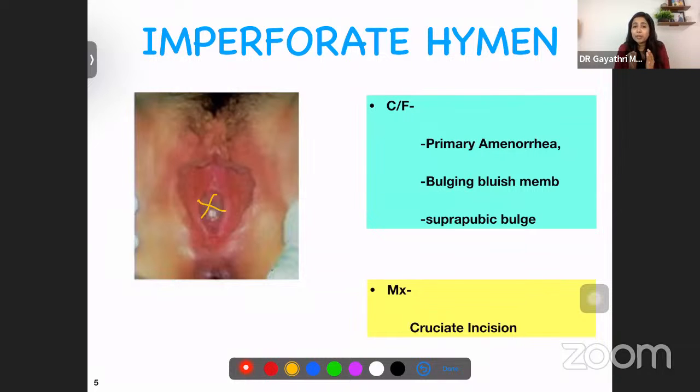So again, imperforate hymen is a very important topic. So this is basically an outflow tract obstruction where the blood is not flowing out, due to which the patient has primary amenorrhea. As the blood is collected inside, there could be suprapubic bulge, the patient can have even retention of urine. When this enlarged uterus compresses on the urethra, the patient can present with retention of urine.